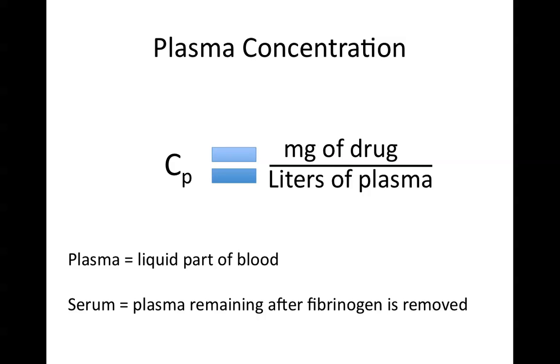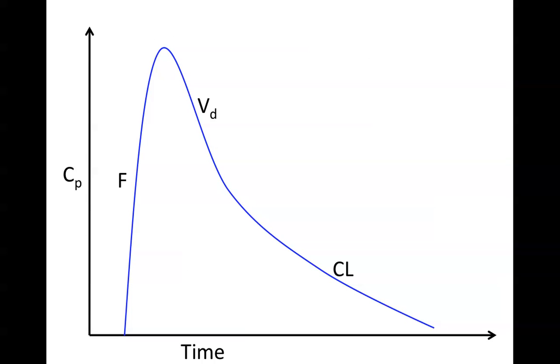The serum is the plasma after you've removed the protein fibrinogen, which is in the clotting cascade. So plasma and serum concentration of a drug are actually the same thing because they're both just the liquid part of the blood, but one of those has a protein removed from it. So that's the plasma concentration, or the serum concentration.